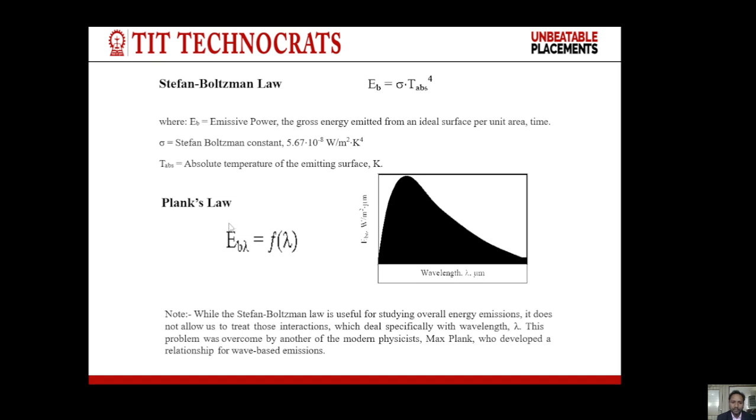Another law is Planck's law. The emissive power of a body depends on the wavelength, so it is a function of lambda. While the Stefan-Boltzmann law is essential for studying overall energy emission, it does not allow us to treat interactions which deal specifically with wavelength lambda. So emission which depends on the wavelength lambda was addressed by modern physics, by Max Planck, who developed a relationship for wave-based emission.